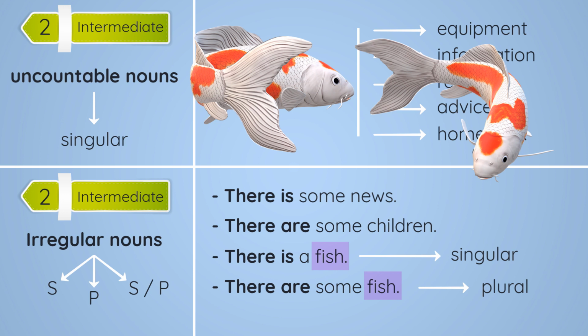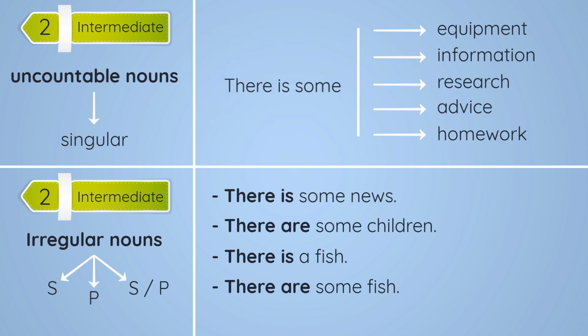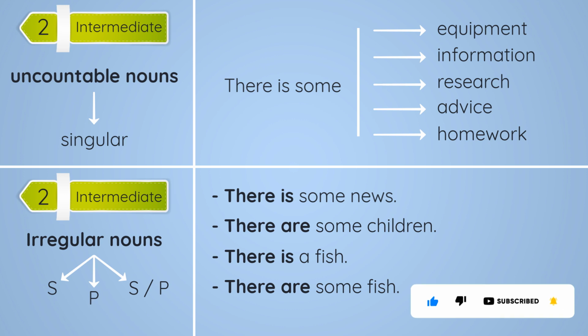So now that's what you do with the uncountable and irregular nouns. That was the intermediate level. Let's go forward now and see what happens at an advanced level, okay? Keep watching.